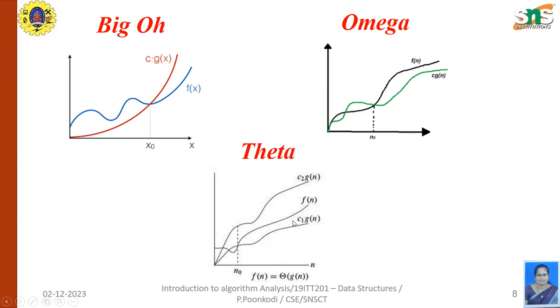Theta uses two constants, two different functions with two different times. If my program completes within this lower bound level, then it will be represented with theta of g of n.